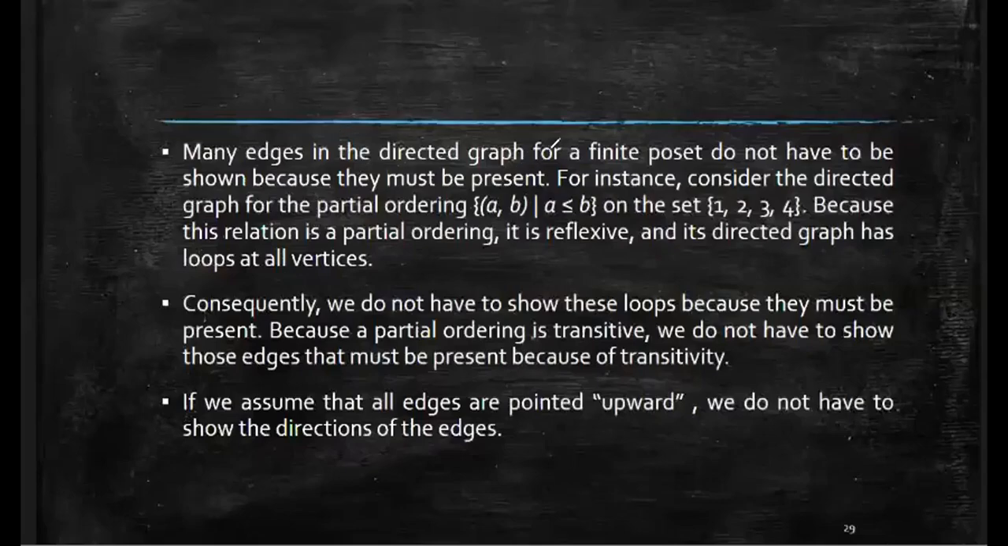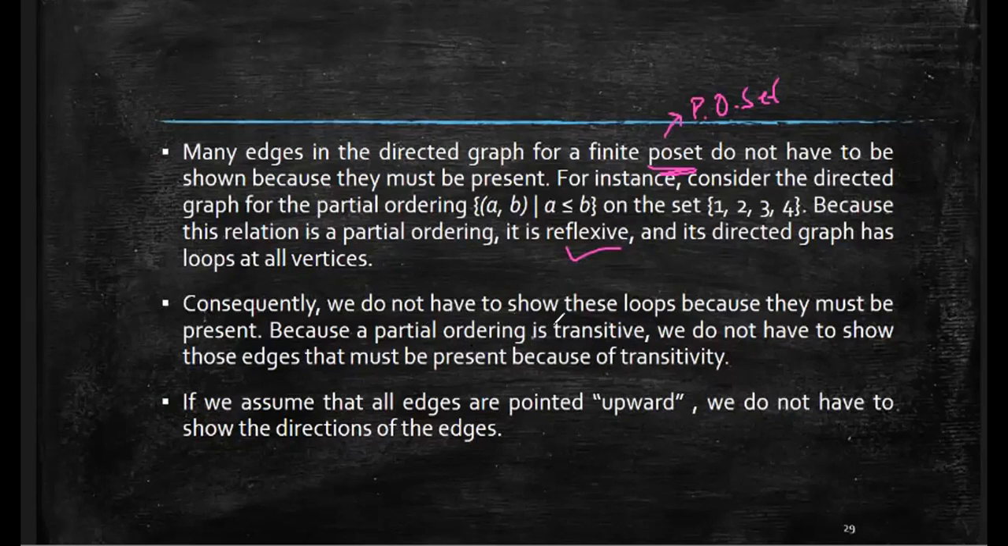Many edges in the directed graph for a finite poset do not have to be shown. What is your poset over here? It is your partial ordering set, because they must be present. For instance, consider the directed graph for the partial ordering which I have just shown, a comma b, on 1 2 3 4. This relation is obviously a partial ordering, it is reflexive and it does not need the loops, and its directed graph has loops at all vertices. Consequently, we do not have to show these loops. That is, we can remove these loops because they must be present.